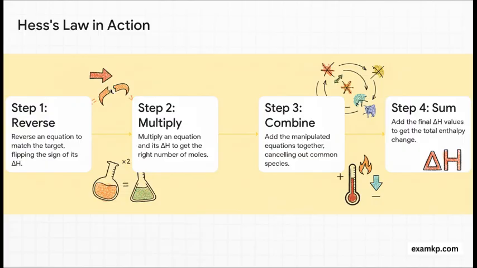We also flip the sign of its delta H from negative to positive 890. Easy. Now for steps 2 and 3, we just add in the combustion reactions for carbon and hydrogen. But wait, we need 2 hydrogens, so we have to double its delta H value. Finally, step 4, we just add it all up.